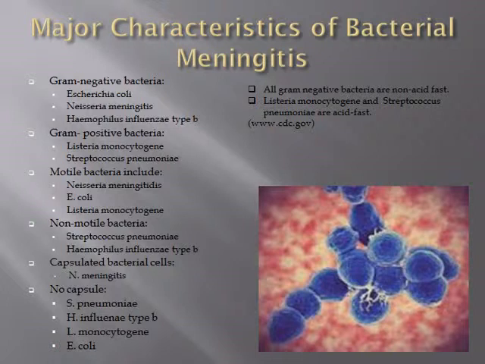Capsulated bacterial cells would include Neisseria meningitidis. No capsule includes Streptococcus pneumoniae, Haemophilus influenzae type B, Listeria monocytogenes, and E. coli. All gram-negative bacteria are non-acid fast. Listeria monocytogenes and Streptococcus pneumoniae are acid fast.